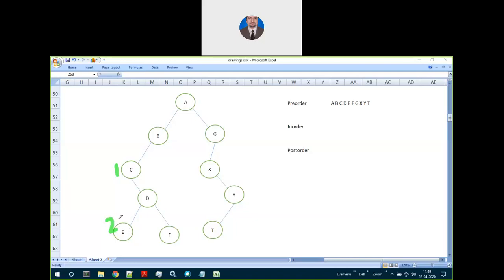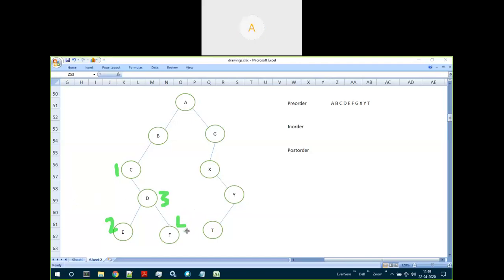Okay, then since I read E, I have to read its parent. Who is the parent here? D. So this D has to be read. Then left completed, parent completed, and its right side. Who is on the right? F. So F will be read now.